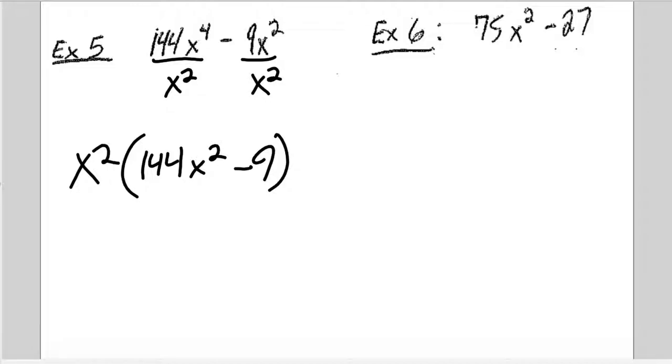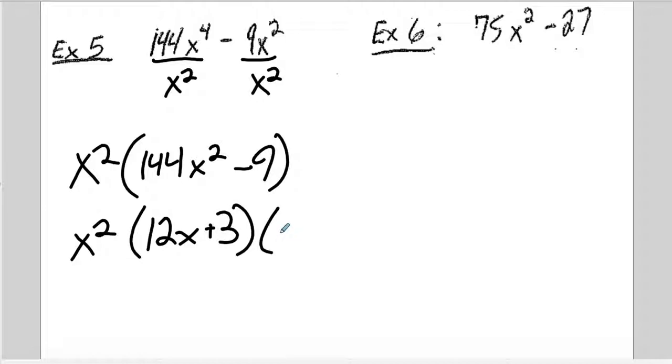You know what's interesting is I think 3 goes into 144. Let's play with that in a second. I think you get 48. But that wouldn't be good because you can't square root it, so we better keep things that way. So the square root of 144 is 12x. The square root of 9 is 3. But then we do it again with the minus sign. Boom.